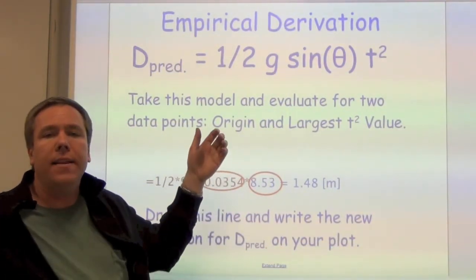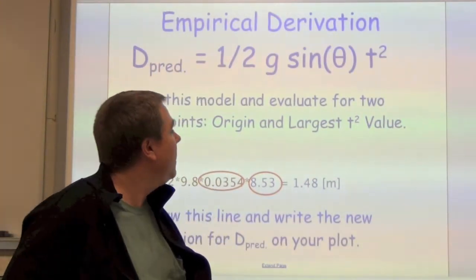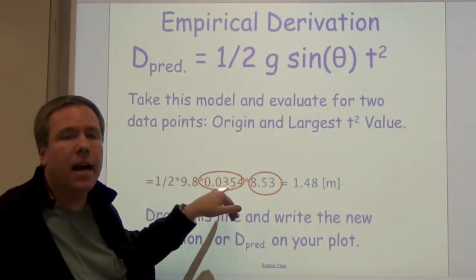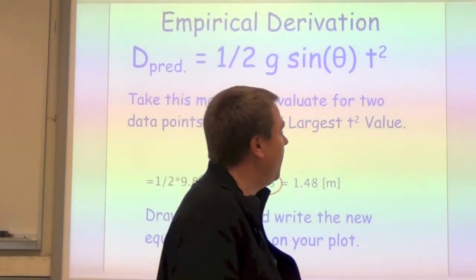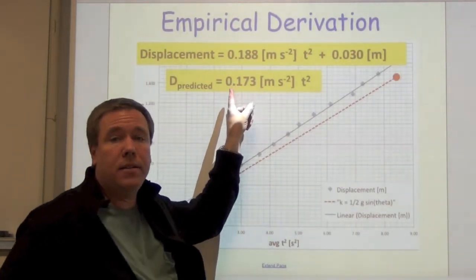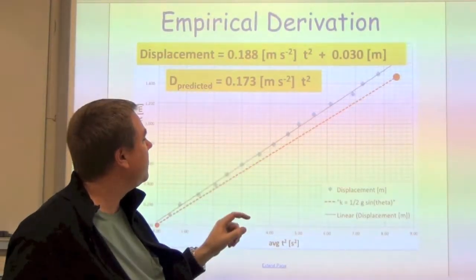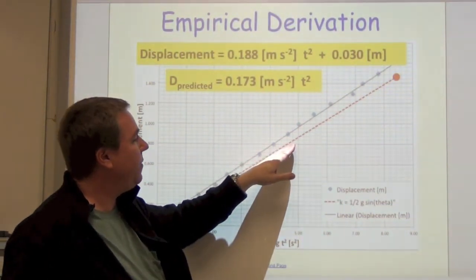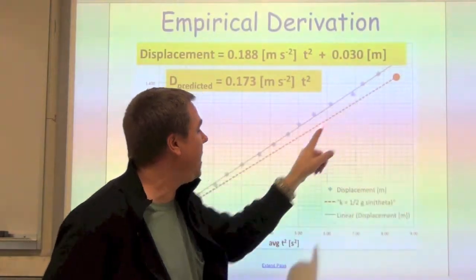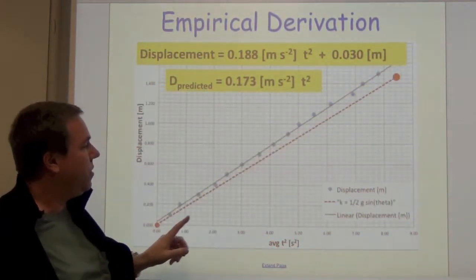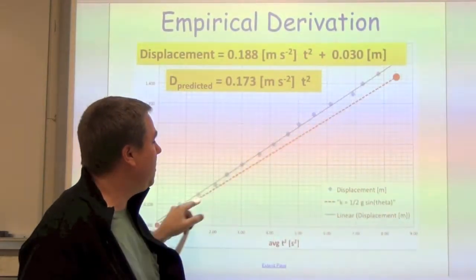And then write that equation on your plot. What is the value for the slope? Evaluate 1/2 g sine theta numerically and record that as your predicted slope. So here is my predicted slope, 1/2 g sine theta. You can see the best fit line, not the best fit line, but the perfect line drawn with just two data points. One is sitting at the origin and the other one was at my largest t squared. I connect the 2 points.